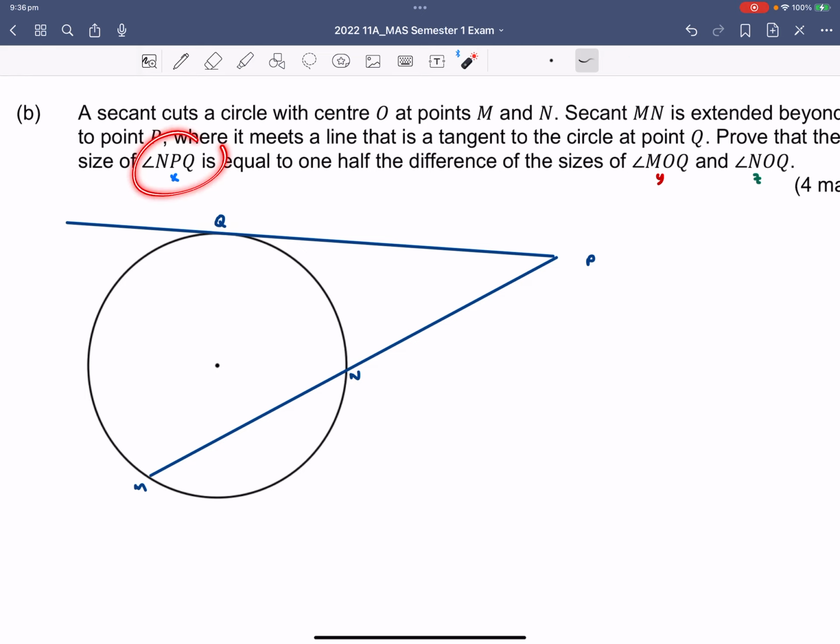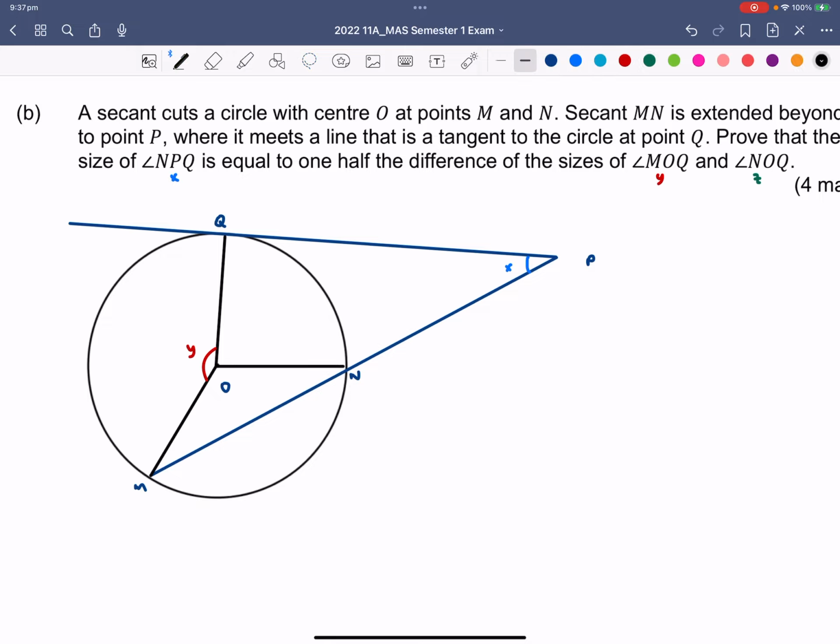We have angle NPQ is X. So that's kind of this here. We have angle MOQ is Y. So O is the origin. So MOQ is Y. So definitely I want to create a line from here to here and a line from there to there. And we have angle NOQ. All right, let's move this out of the way. NOQ is Z. So I'm going to have to create a line there. NOQ is Z. All right.